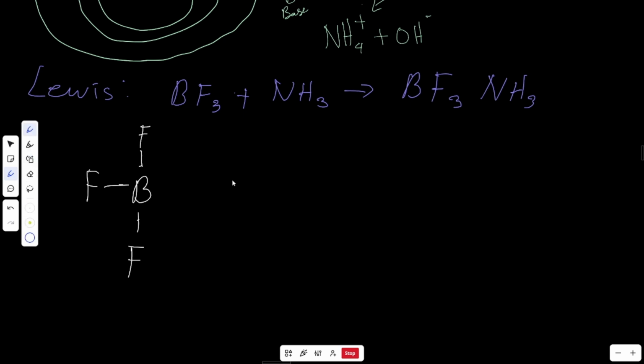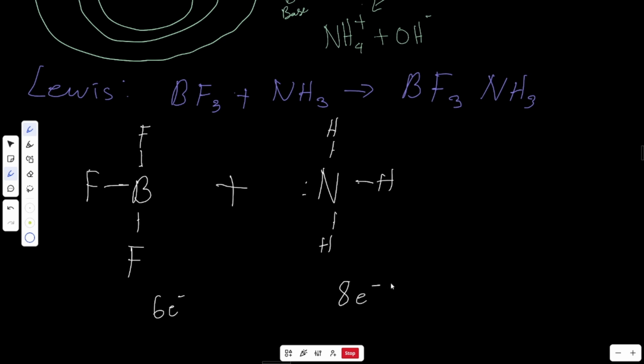And we're going to make this react with ammonia, which has 5 valence electrons. So H, H, H. As you can see, now ammonia has a complete octet. However, boron trifluoride doesn't. How do we know? We can count. Each line is equal to 2 electrons, and we want each of these parent atoms to have 8. So now boron has only 6 electrons, while nitrogen has 8.